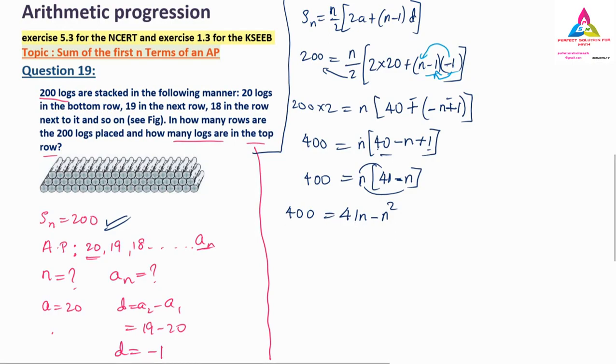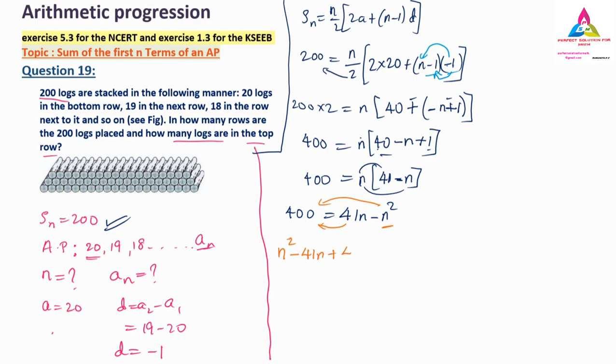Rearranging is simple. This n square is minus. Every time I am telling that n square must be a positive value. So n square I will bring on the left hand side to make it positive. So n square I have brought this side, it became positive. Now 41n also I have to bring this side, plus 41 it is, so minus 41n.